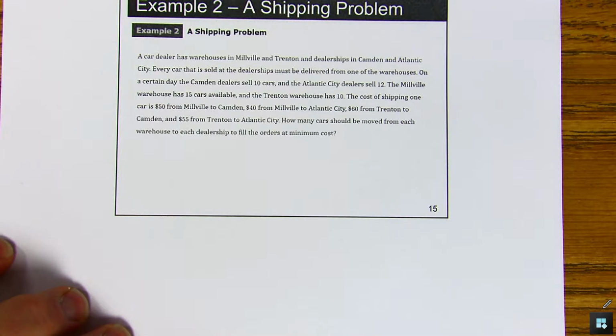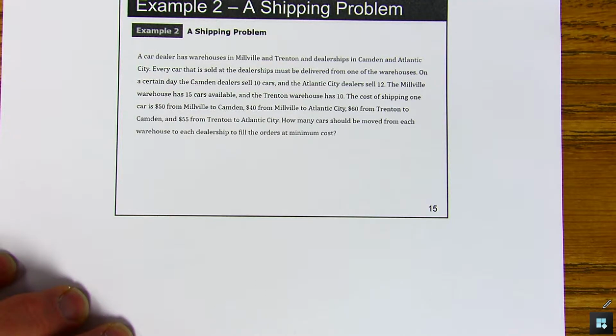So first thing we do is we read. A car dealer has warehouses in Millville and Trenton and a dealership in Camden and Atlantic City. Every car that is sold at the dealership must be delivered from one of the warehouses. On a certain day, the Camden dealers sell 10 cars, the Atlantic City dealers sell 12. The Millville warehouse has 15 cars available and the Trenton warehouse has 10. The cost of shipping one car is $50 from Millville to Camden, $40 from Millville to Atlantic City, $60 from Trenton to Camden, and $55 from Trenton to Atlantic City. How many cars should be moved from each warehouse to each dealership to fill the orders at minimum cost?